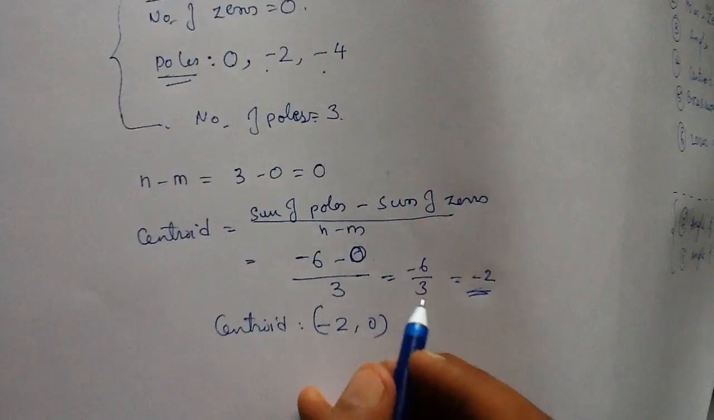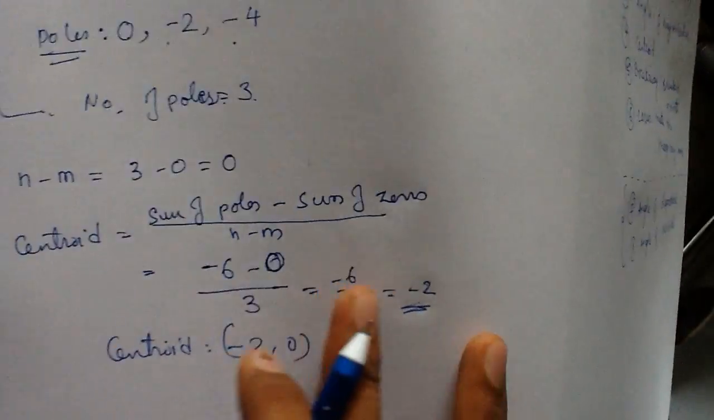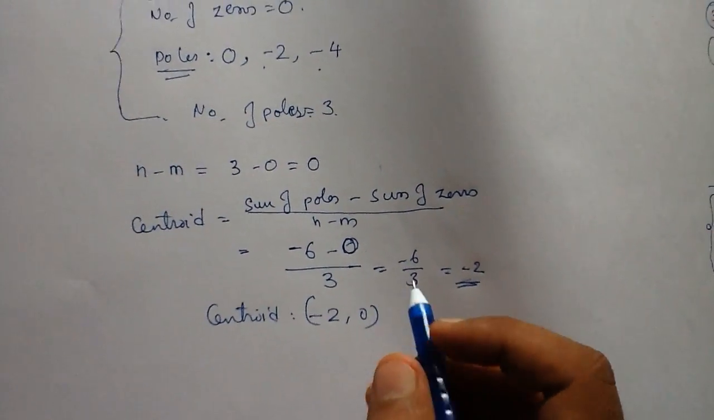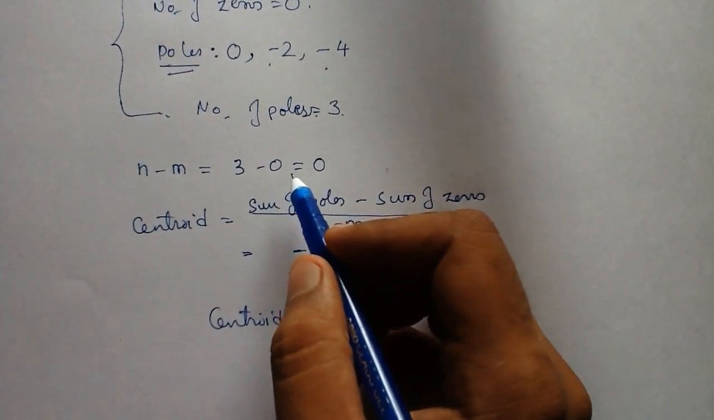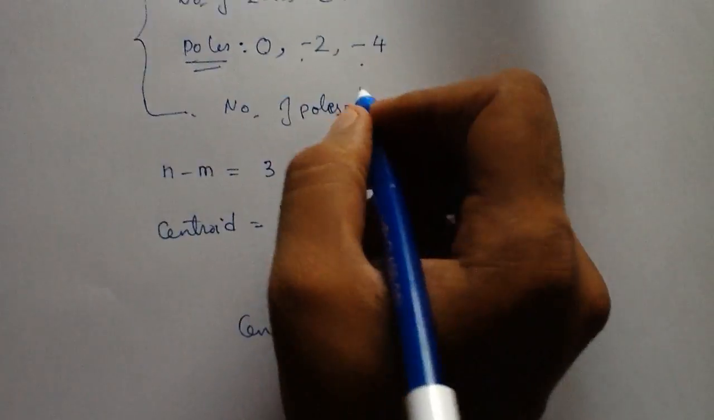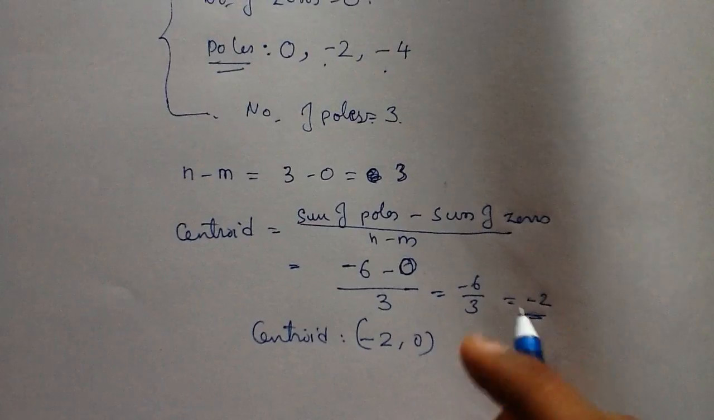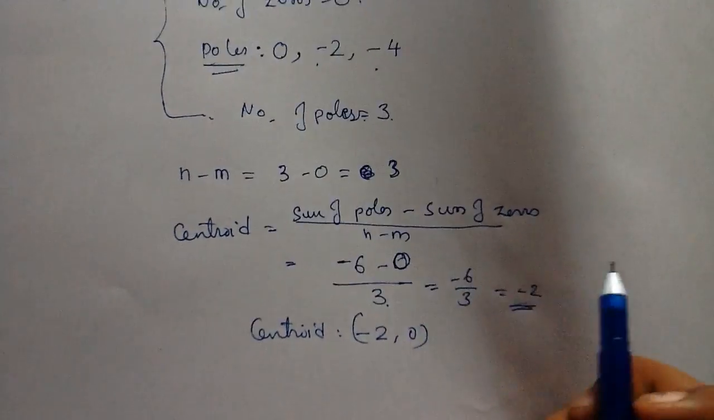Whatever comes, the centroid lies on the real axis. So our centroid is minus 2 comma 0 in this case. So n minus m is not just... n minus m is 3. I'm extremely sorry, my bad, but I wrote it down right here.